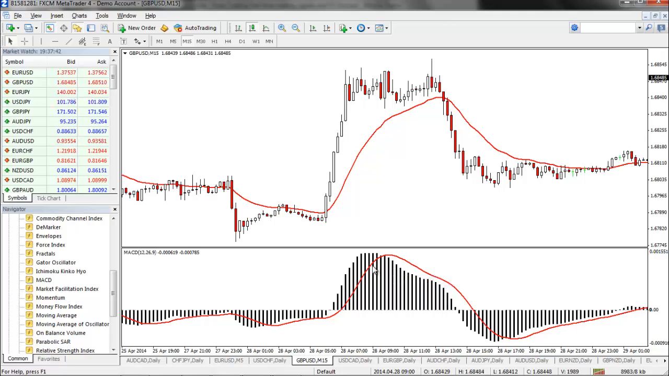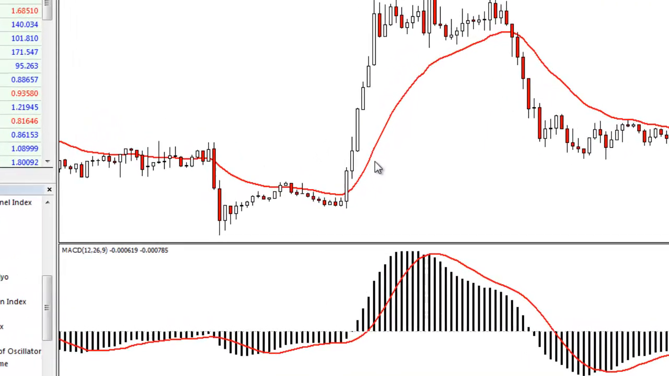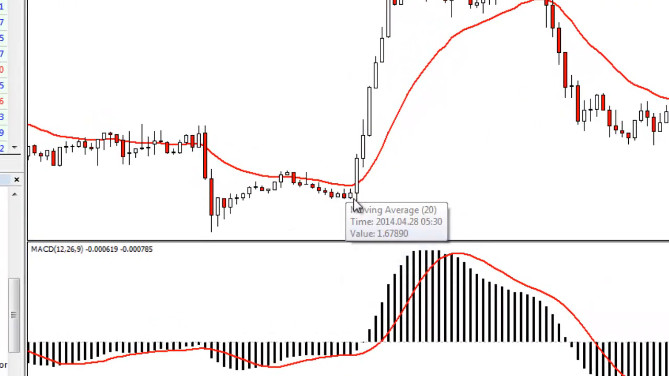Now for the strategy, for a long entry, wait for the price to be below the exponential moving average. If you see at this point, the price is below the exponential moving average, and wait for the price to cross over the exponential moving average in the upward direction. So this is where the price is crossing the exponential moving average in the upward direction. At the same time, the MACD indicator should be crossing the 0 level in the upward direction.